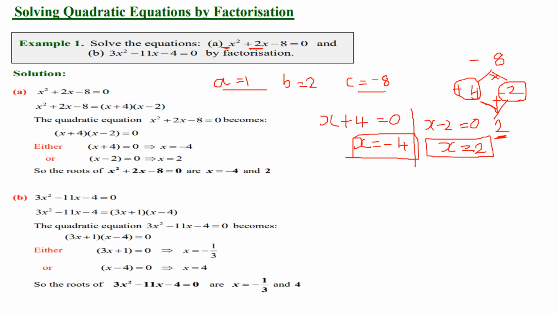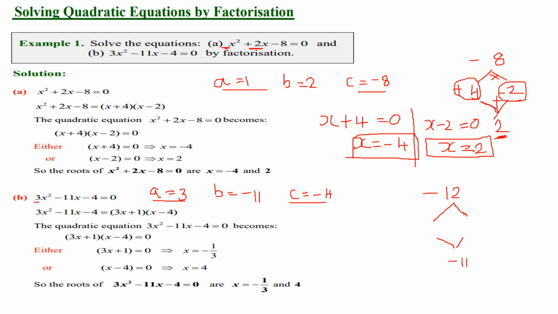This method is simple for obtaining the factors of an equation. See, for example, the second one: in the place of A, I have 3, and B is negative 11, and C we have negative 4. So the first step, we need to do the product of A and C. So it is negative 12. Then find the factors of negative 12, and the sum of those numbers should give negative 11.